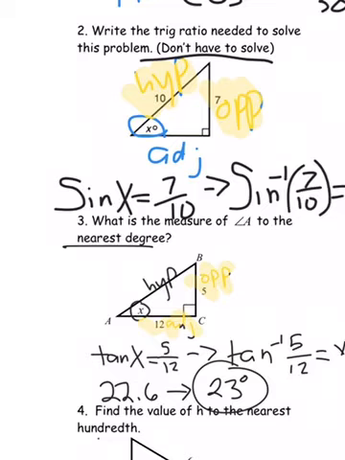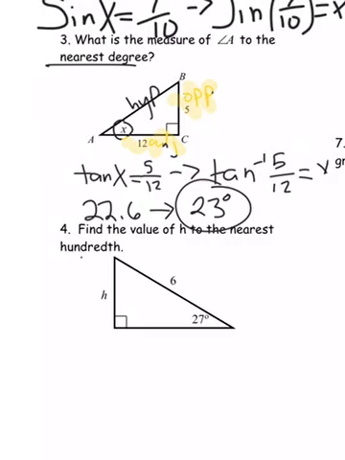All right, most of this is pretty simple if you understand the ratios and setting them up. But, I say that about everything. Number 4, find the value of h to the nearest hundredth. Just another trig problem. Keep going the way we've been doing.